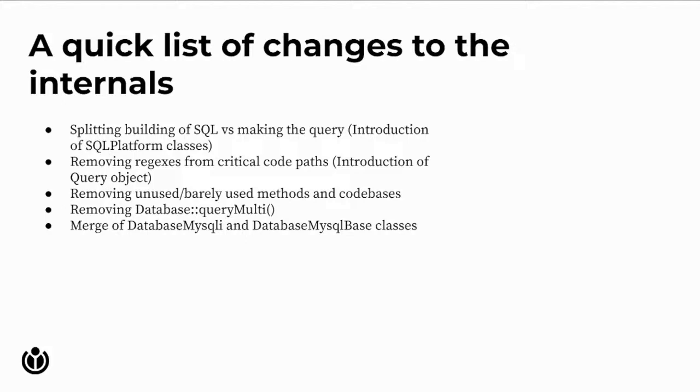We removed, I think, 30, 40 public methods, and more than that, from these RDBMS libraries. We removed query multi, which added support for running multiple queries at the same time, but it was not used and it had a lot of issues. With that, we dropped 1,000 lines from the RDBMS library. And we merged two MySQL classes with each other because they were not confusing enough. They wanted to make it even more confusing.